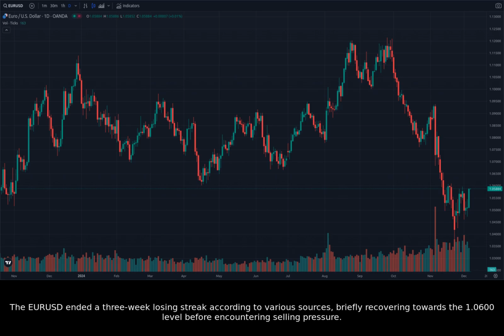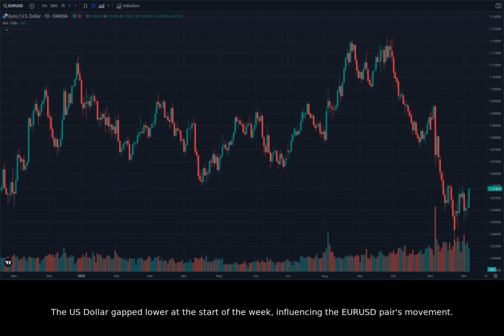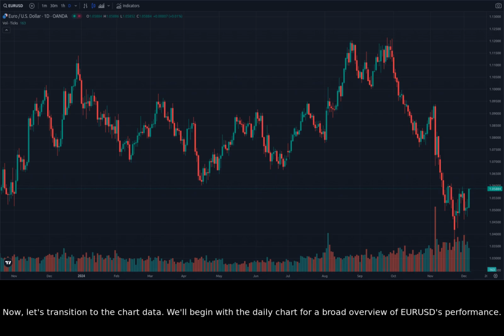The EURUSD ended a 3-week losing streak according to various sources, briefly recovering towards the 1.0600 level before encountering selling pressure. The US dollar gapped lower at the start of the week, influencing the EURUSD pair's movement. Now, let's transition to the chart data.